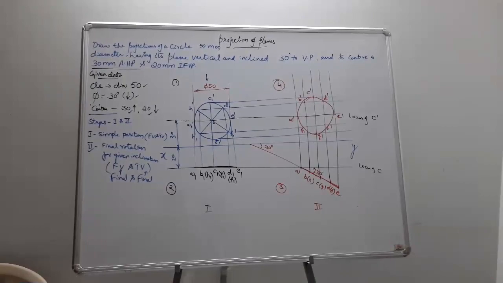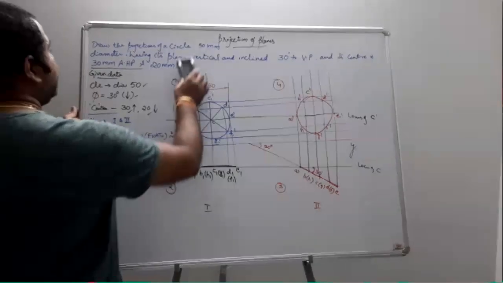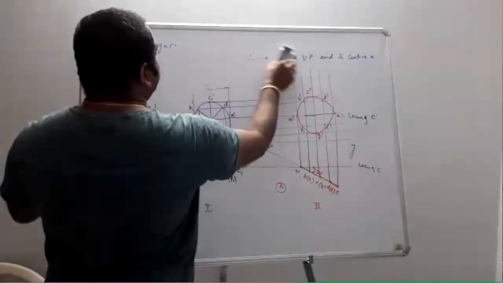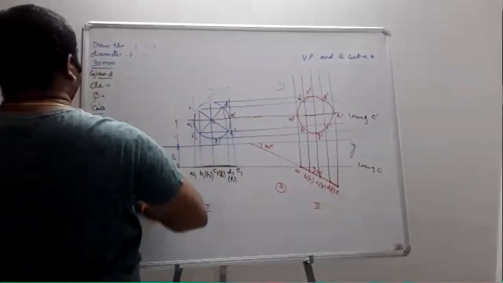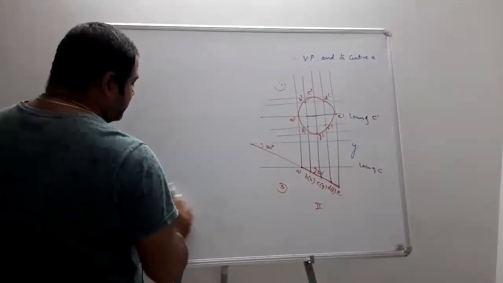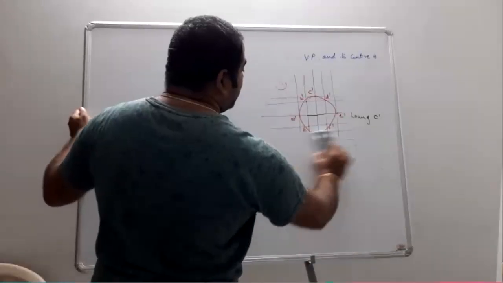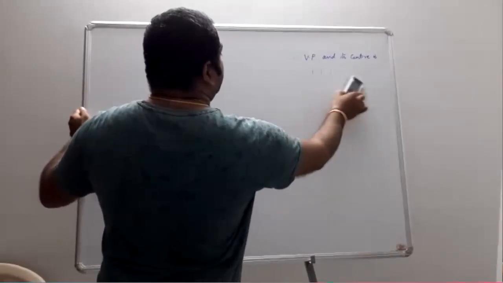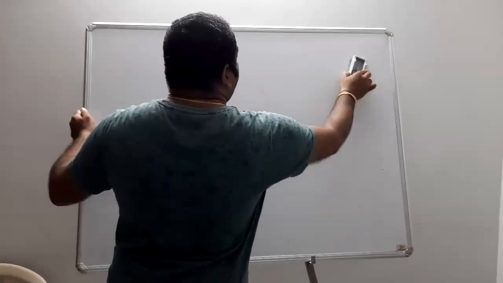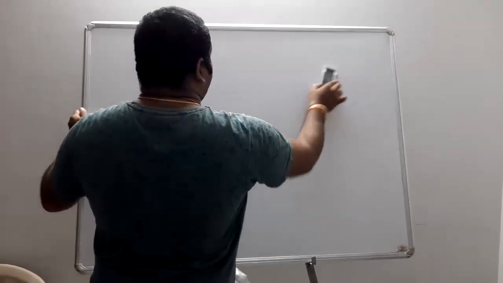Now we just move on to the next topic, projection of planes inclined to both the reference planes. Earlier it was the plane surface inclined to one reference plane, that is, either inclined to HP or inclined to VP. Now we are supposed to see the plane, be it a hexagon, pentagon, square, triangle or whatever, made with inclination to both the reference planes.